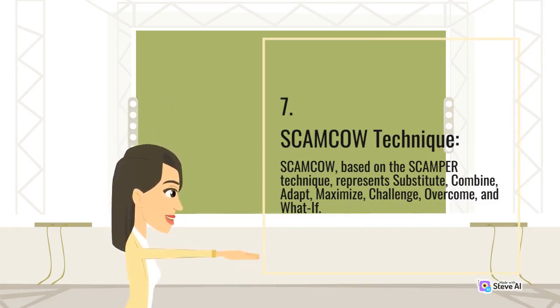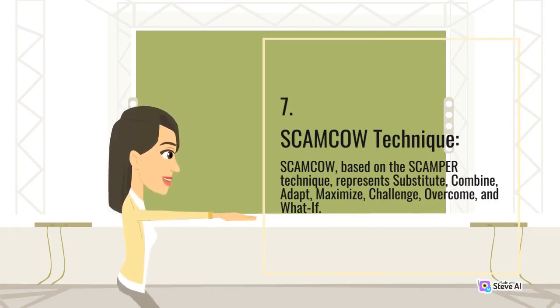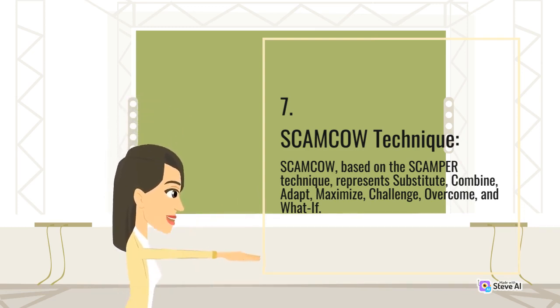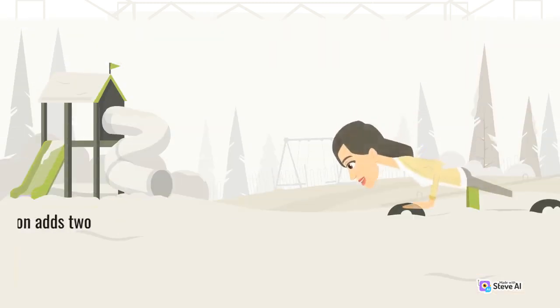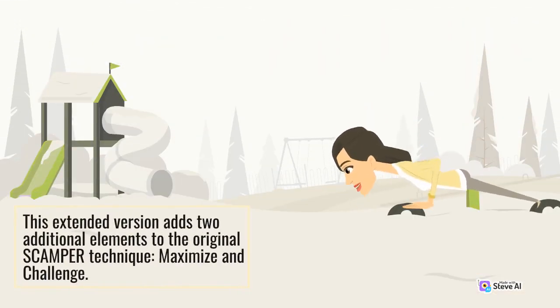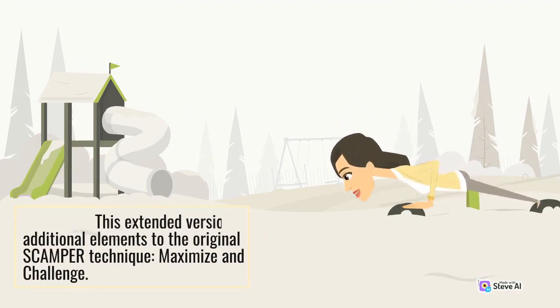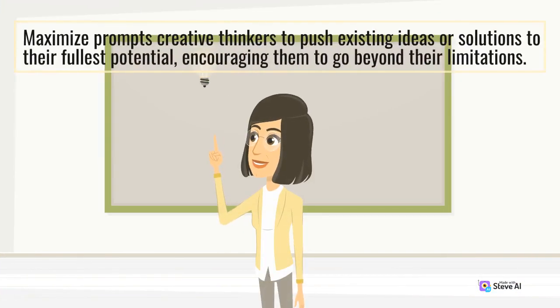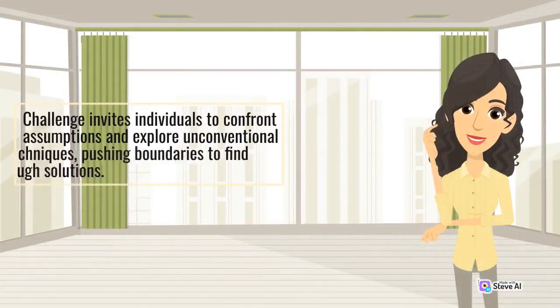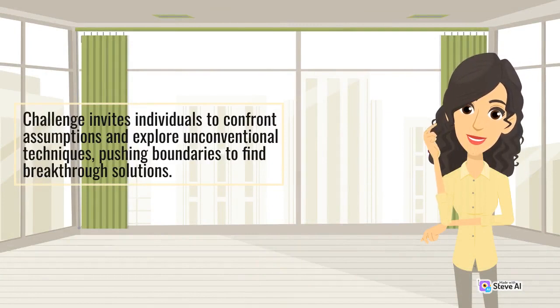7. Scam-cow technique. Scam-cow, based on the Scamper technique, represents substitute, combine, adapt, maximize, challenge, overcome, and what if. This extended version adds 2 additional elements to the original Scamper technique: maximize and challenge. Maximize prompts creative thinkers to push existing ideas or solutions to their fullest potential, encouraging them to go beyond their limitations. Challenge invites individuals to confront assumptions and explore unconventional techniques, pushing boundaries to find breakthrough solutions.